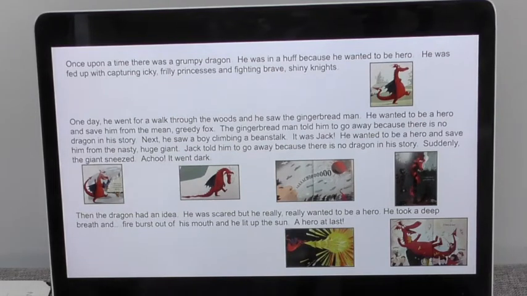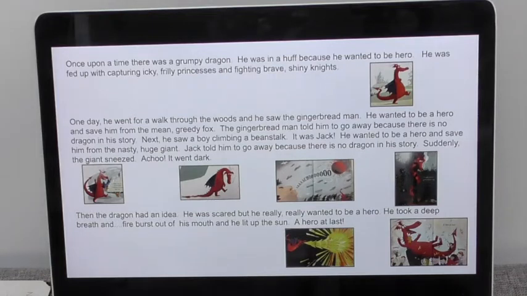Looking at our story, you need to be able to join in with the parts that you know. Once upon a time there was a grumpy dragon. He was in a huff because he wanted to be a hero. He was fed up with capturing icky, frilly princesses and fighting brave, shiny knights. One day he went for a walk through the woods and he saw the gingerbread man. He wanted to be a hero and save him from the mean, greedy fox. The gingerbread man told him to go away because there was no dragon in his story.